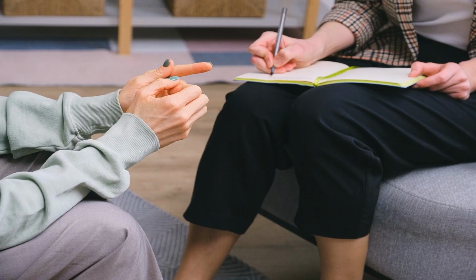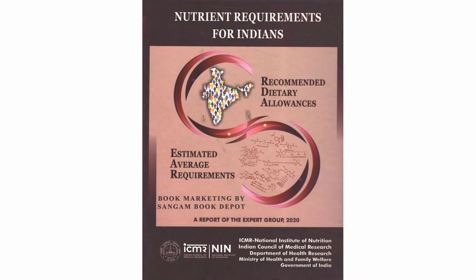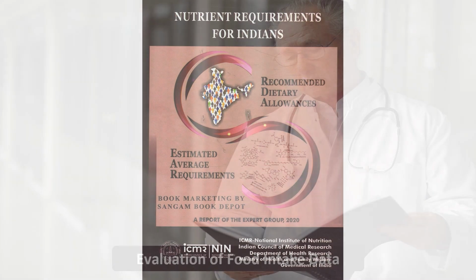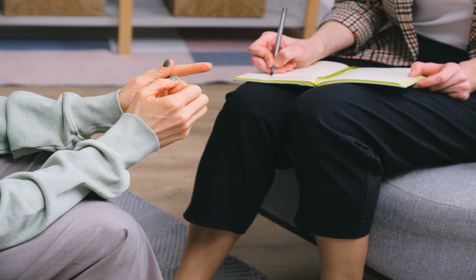Then how do you evaluate it? You check the food intake against the recommendations. You have the nutrient intake recommendations given by the ICMR for each specific age group. We calculate the nutrients in the food and compare them with standards. We compare it with balanced diets to evaluate whether the diet is adequate or not.